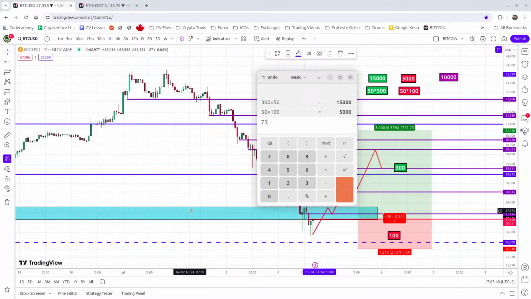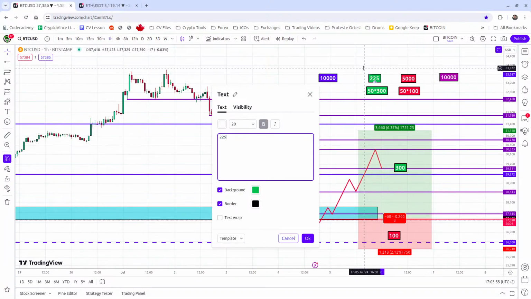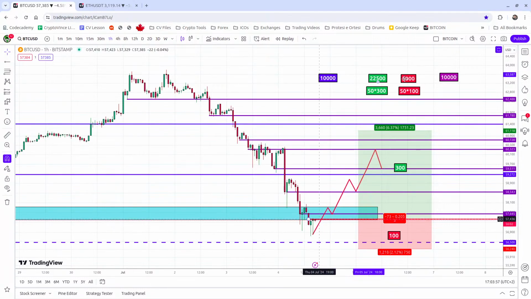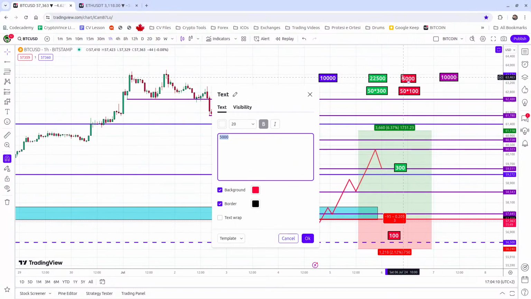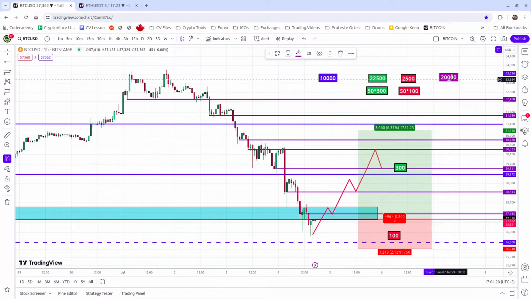75 times 300. It's 22,500. And I'm gonna lose 25% of the trades, okay? So 25 times 100 equals 2,500. So 22,500 minus 2,500, that will be 20K. So in this case, I tripled up my account. Tripled up.